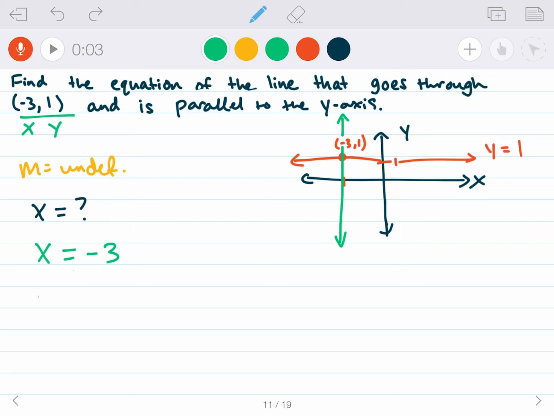It has an undefined slope. This is the equation of that line right there. X equals -3.